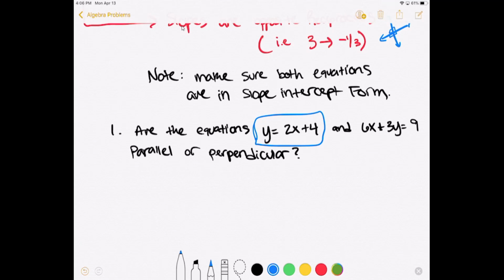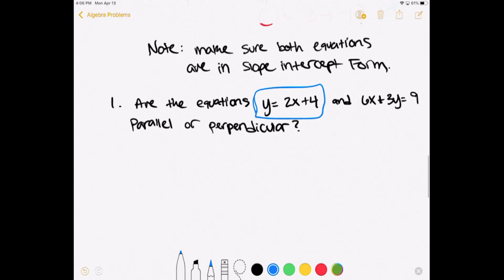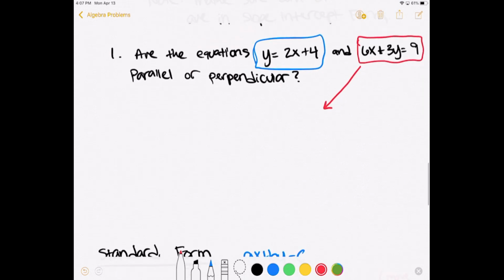Okay, so like I was saying, this first equation's already in slope-intercept form. Now, this second equation is not. That is not in slope-intercept form. So before I can tell if they're parallel or perpendicular, I need to get that equation into slope-intercept form. So we're going to move down here and do that.